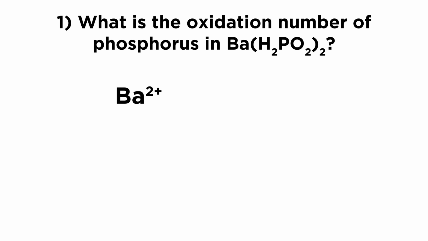So taking a look at this first one, we have an ionic compound. We know that barium will commonly have a charge of 2+. So this compound has a barium 2+ ion, which means that we have two H2PO2 minus ions, right? We have two of that other ion, and we need them to add up to -2 to make a neutral compound. So each of them must be -1. So we're dealing with H2PO2 minus ions.